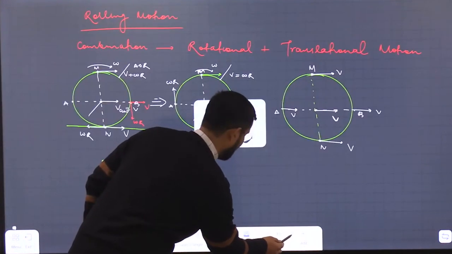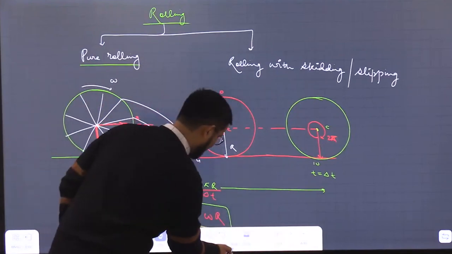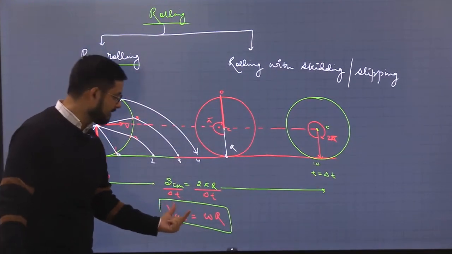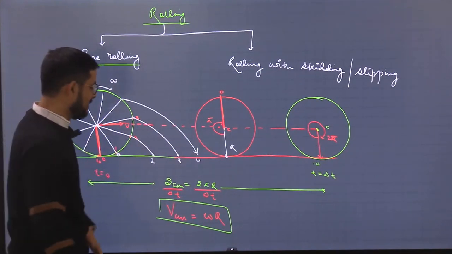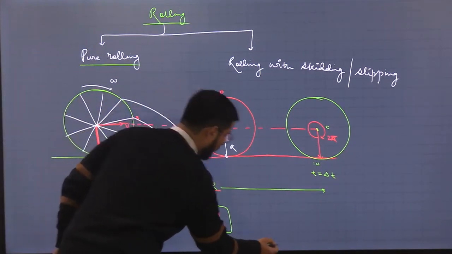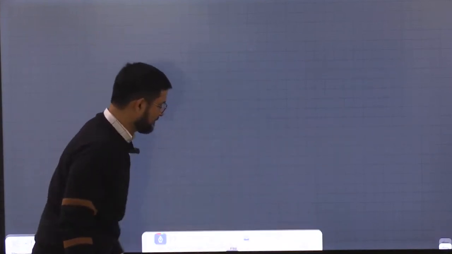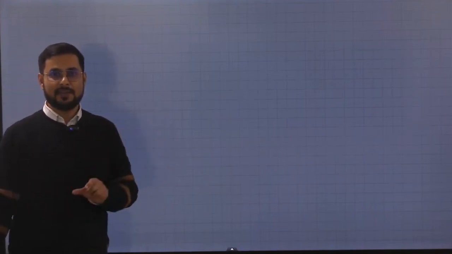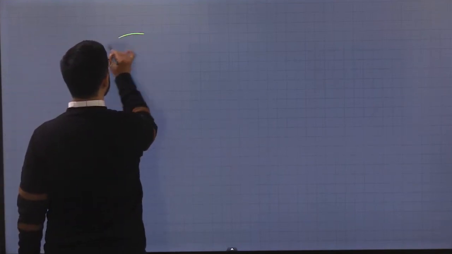So moving forward, this is the very important result that we have obtained right now: the velocity of the center of mass is equal to omega r in case of pure rolling. Now we are going to reach a very important conclusion, and in the form of a statement I will give you that conclusion. So what is that conclusion, sir?